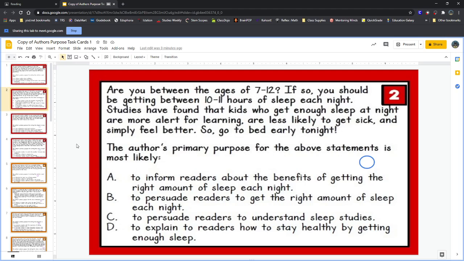Inform us. Okay, so you think they're just going to give us information? Why do you think that they're informing us and not trying to persuade us? Why do you think they're not trying to change our minds? They're giving you information of what time to go to sleep at. Okay.